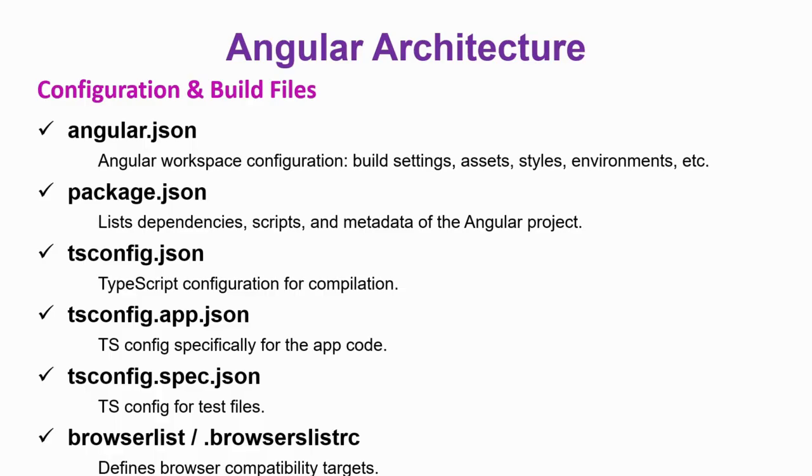Okay. The next one is tsconfig.app.json, the tsconfig specifically for the app code. Okay. And the next one is tsconfig.spec.json, the TypeScript config for test files. Other one is .browserslistrc, which defines the browser compatibility target. Here you can define the browser compatibility, means in which browser it should run, in which browser it will not run. So that compatibility you can define here.